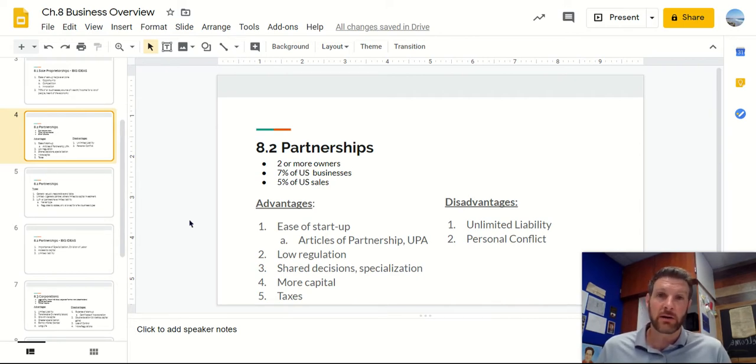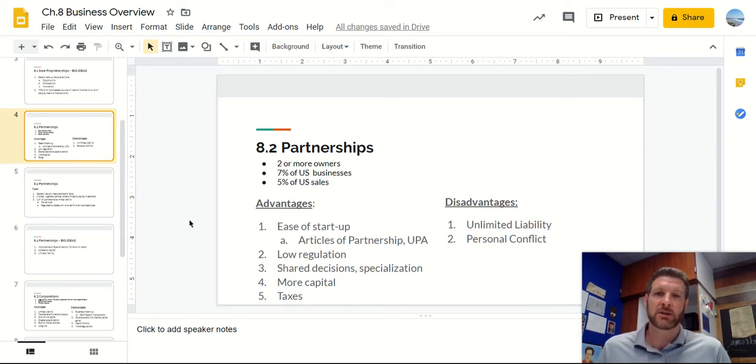Other advantages come from the disadvantages of sole proprietorships. Now you have somebody to share decision making with, again one or maybe more people. You have counsel, as the Bible says. You have a plethora of counselors so that you can make good decisions.